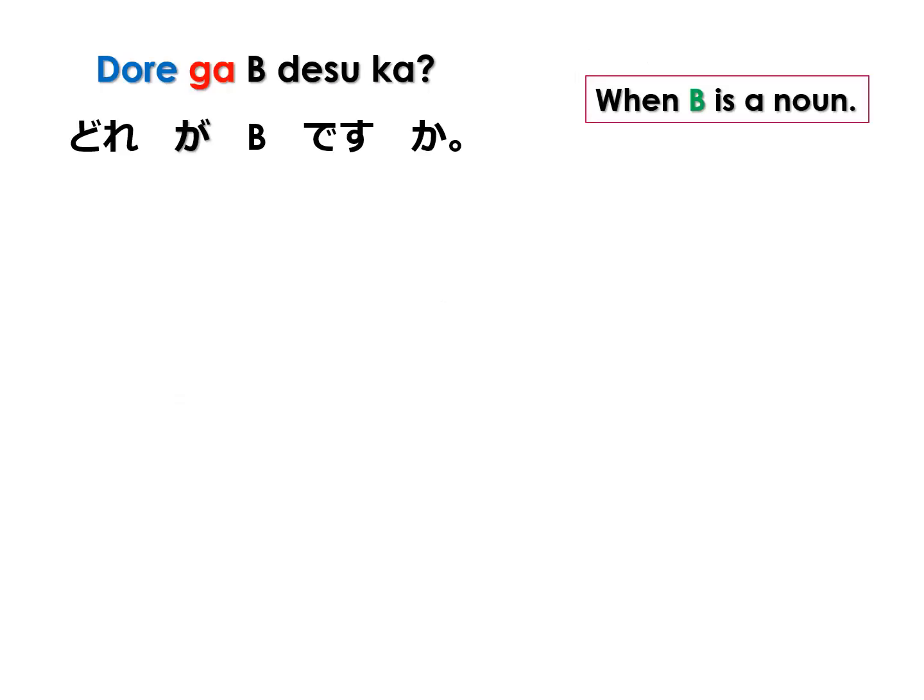The next interrogative is dore. Dore meaning which one. And the sentence pattern is dore ga B desu ka? Which one is B? You use this when you want to know which one is the item you're looking for, and it's common to use this with B as a noun and adjective. Let's look at a couple of examples with B as a noun. Now try to see if you understand the question. And again, feel free to repeat after me.